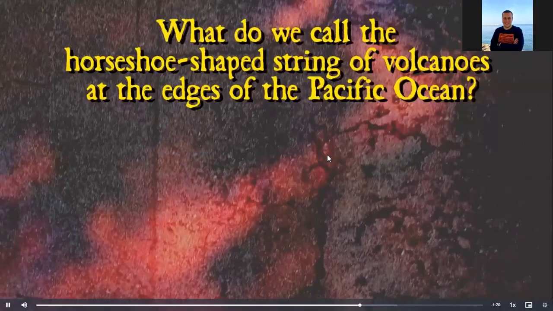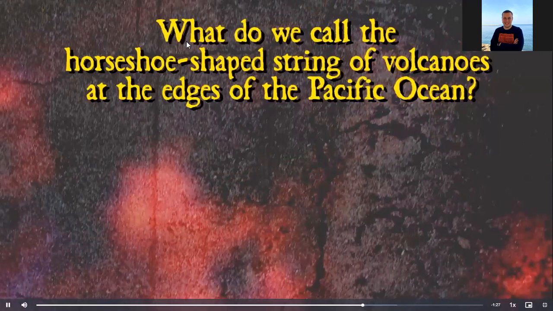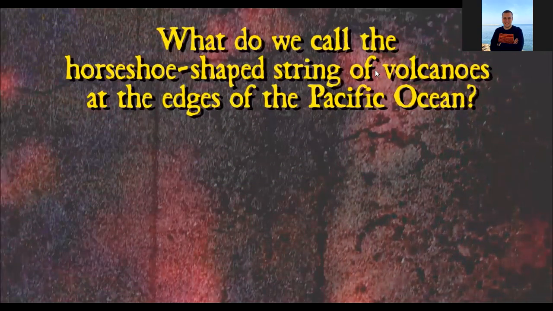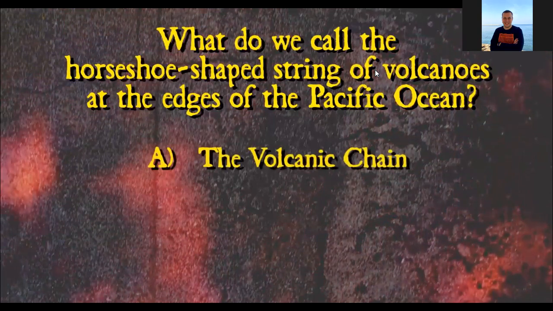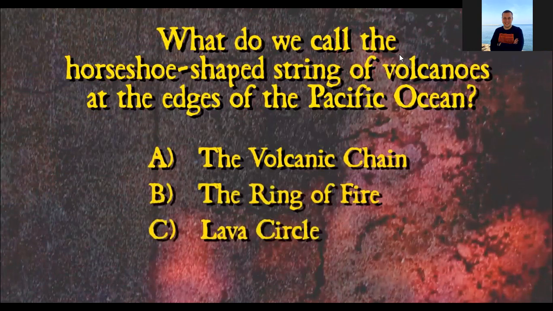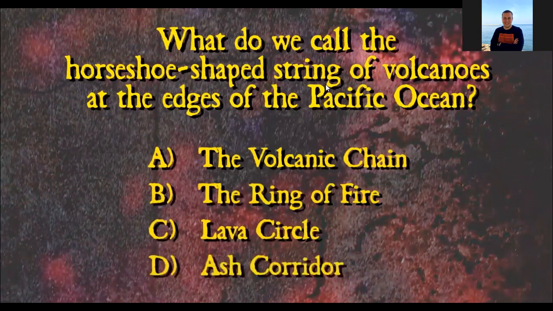Let's review what we have learned about some notable volcanic eruptions. Question 1. What do we call the horseshoe-shaped string of volcanoes at the edges of the Pacific Ocean? A, the volcanic chain. B, the ring of fire. C, lava circle. D, ash corridor.